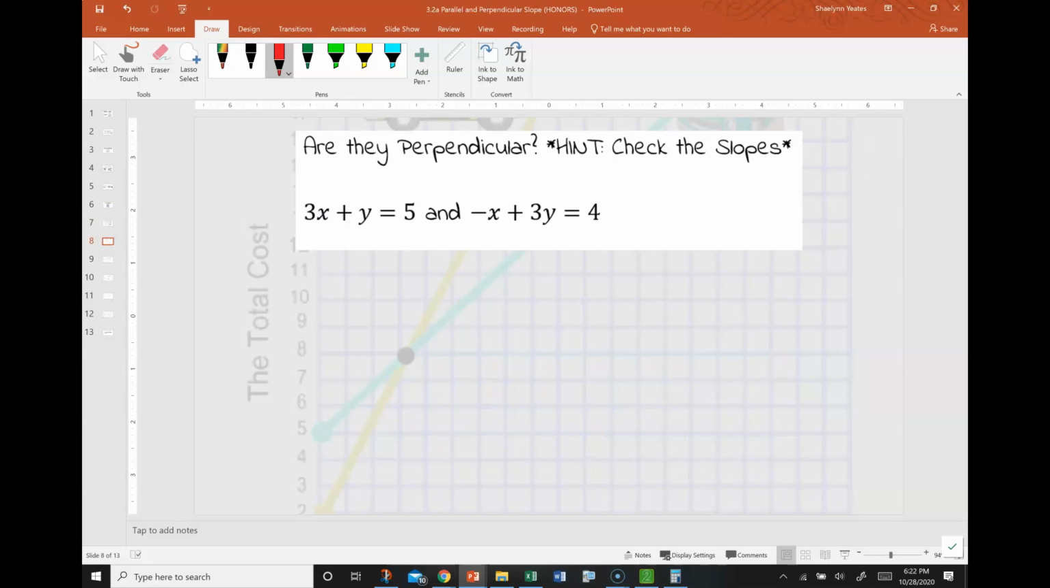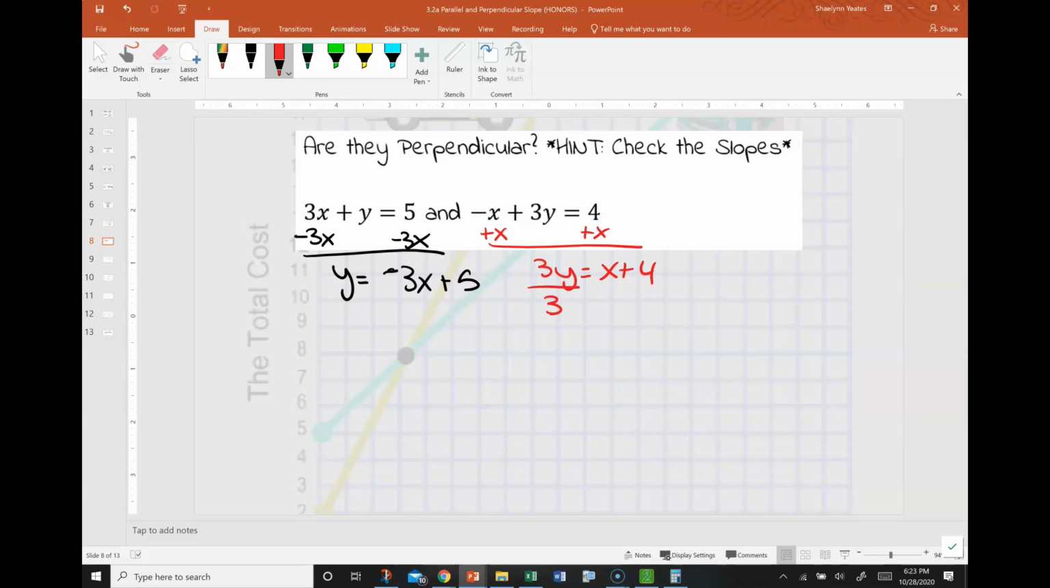Alright, so we're deciding, are these perpendicular? We're going to check the slopes here. First things first, solve it for y. So we're going to subtract 3x from both sides, and we get y equals negative 3x plus 5. Okay, that looks great. On this next one, we're going to add x to both sides, and I get 3y equals x plus 4.